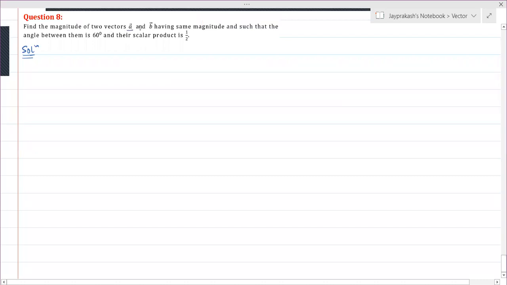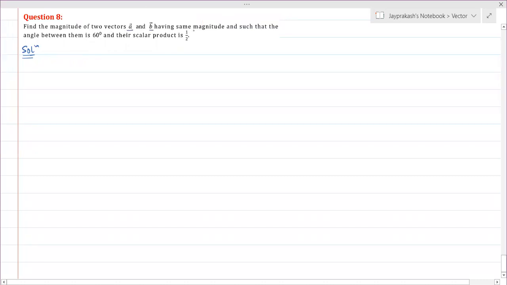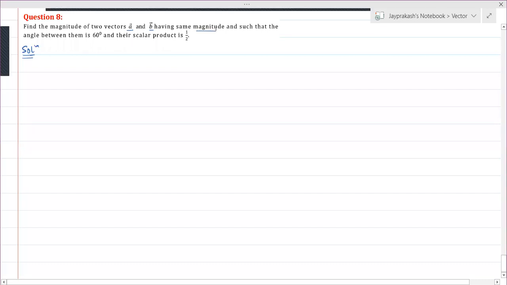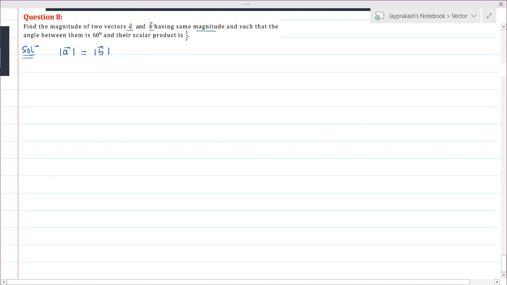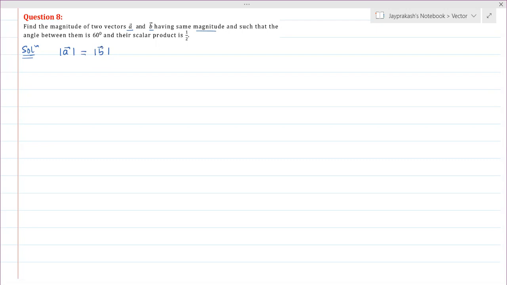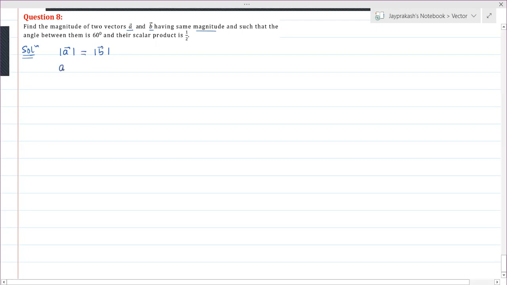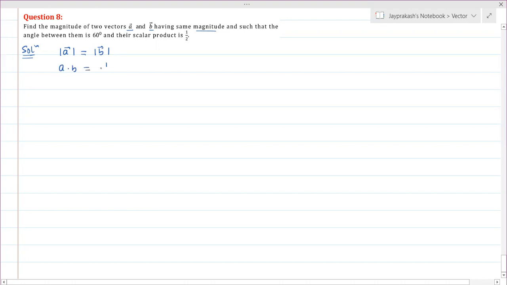We need to find the magnitude of vector A and vector B. It is also given that they both have the same magnitude. So we can write here magnitude of A is equal to magnitude of vector B. It is also given that the scalar product of the vectors is half, so A dot B is half, and then the angle between them is 60 degrees, so theta equals 60 degrees.